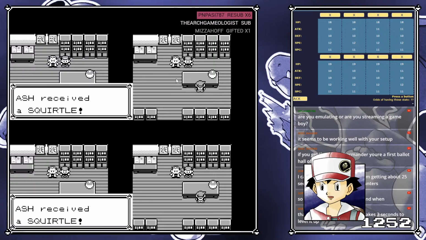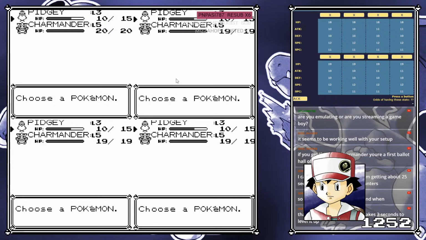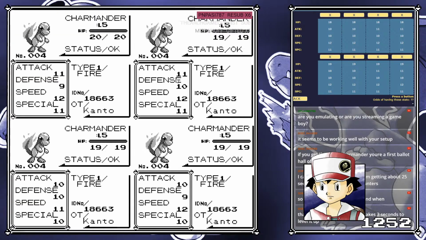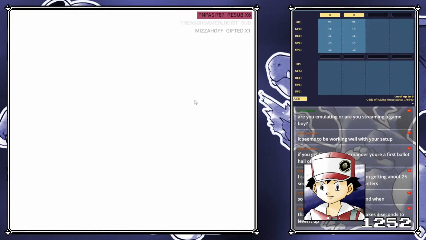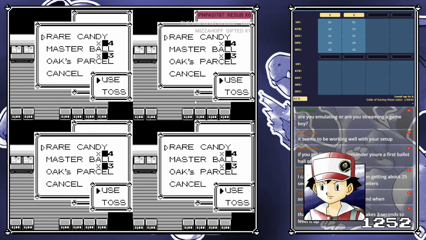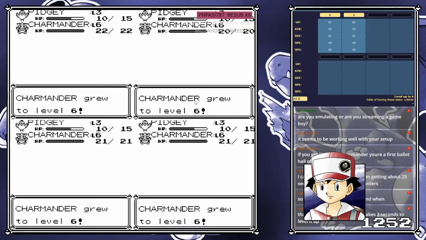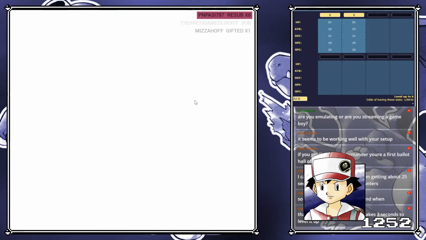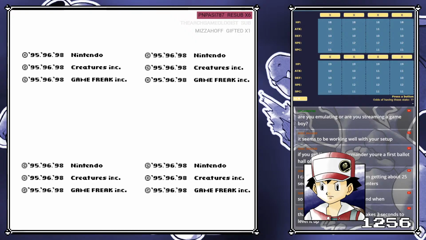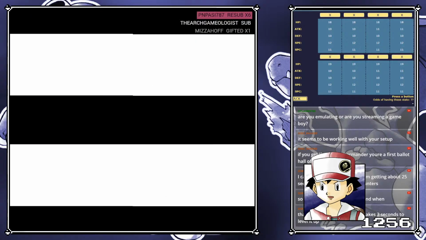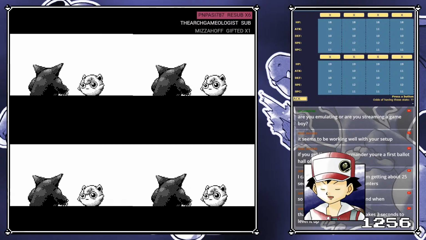Ash receive Squirtle. We got one. We got one. All right. 19, 11, 10, 12, 11. Top right. It's good to have a grandfather in the Pokemon business, isn't it? Nope. No bueno.